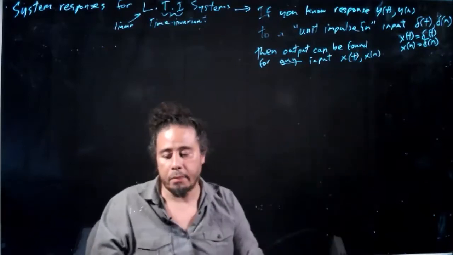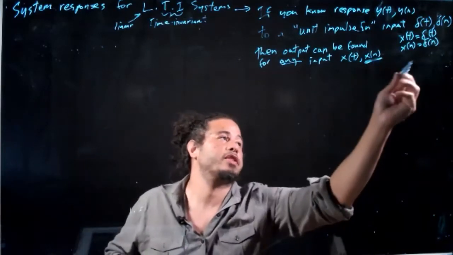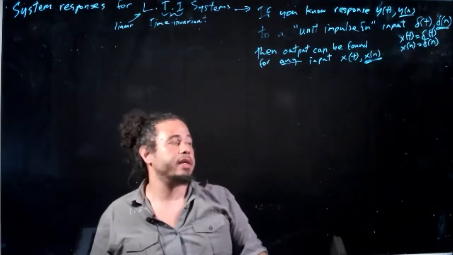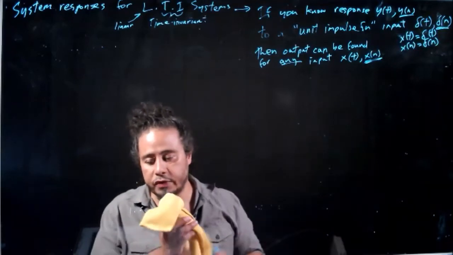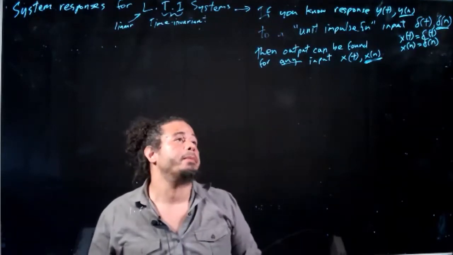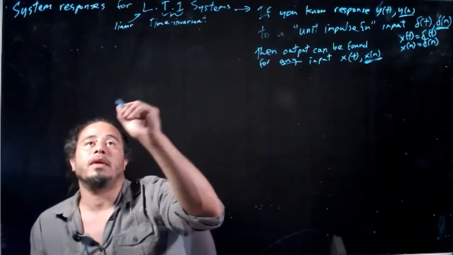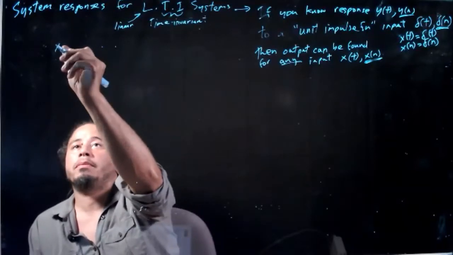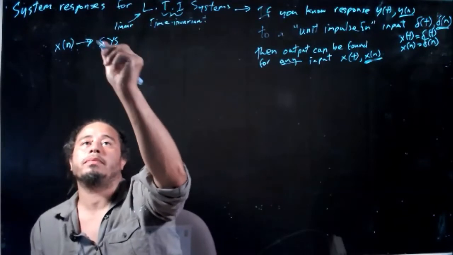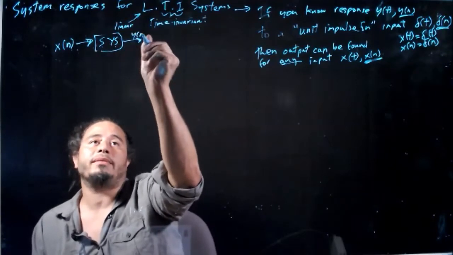In today's lecture, we're going to specifically do the discrete time case with x of n and delta of n, and the output in general is y of n. Then we'll use what we find for the discrete case to extrapolate to the continuous time case. Remember, the general way we formulate these system responses is that we have, in the discrete case, x of n going into some system as an input, and it gives an output y of n.